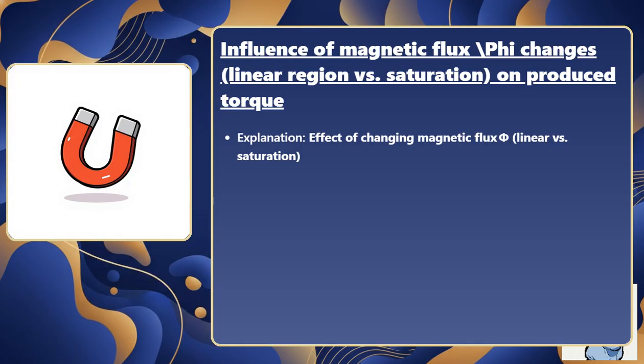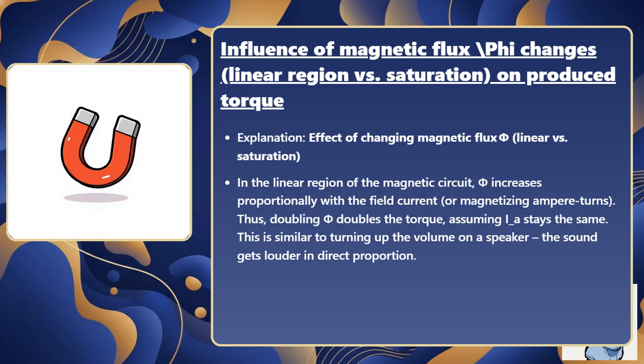Explanation: effect of changing magnetic flux phi, linear versus saturation. In the linear region of the magnetic circuit, phi increases proportionally with the field current or magnetizing ampere turns. Thus, doubling phi doubles the torque, assuming I sub A stays the same. This is similar to turning up the volume on a speaker. The sound gets louder in direct proportion.